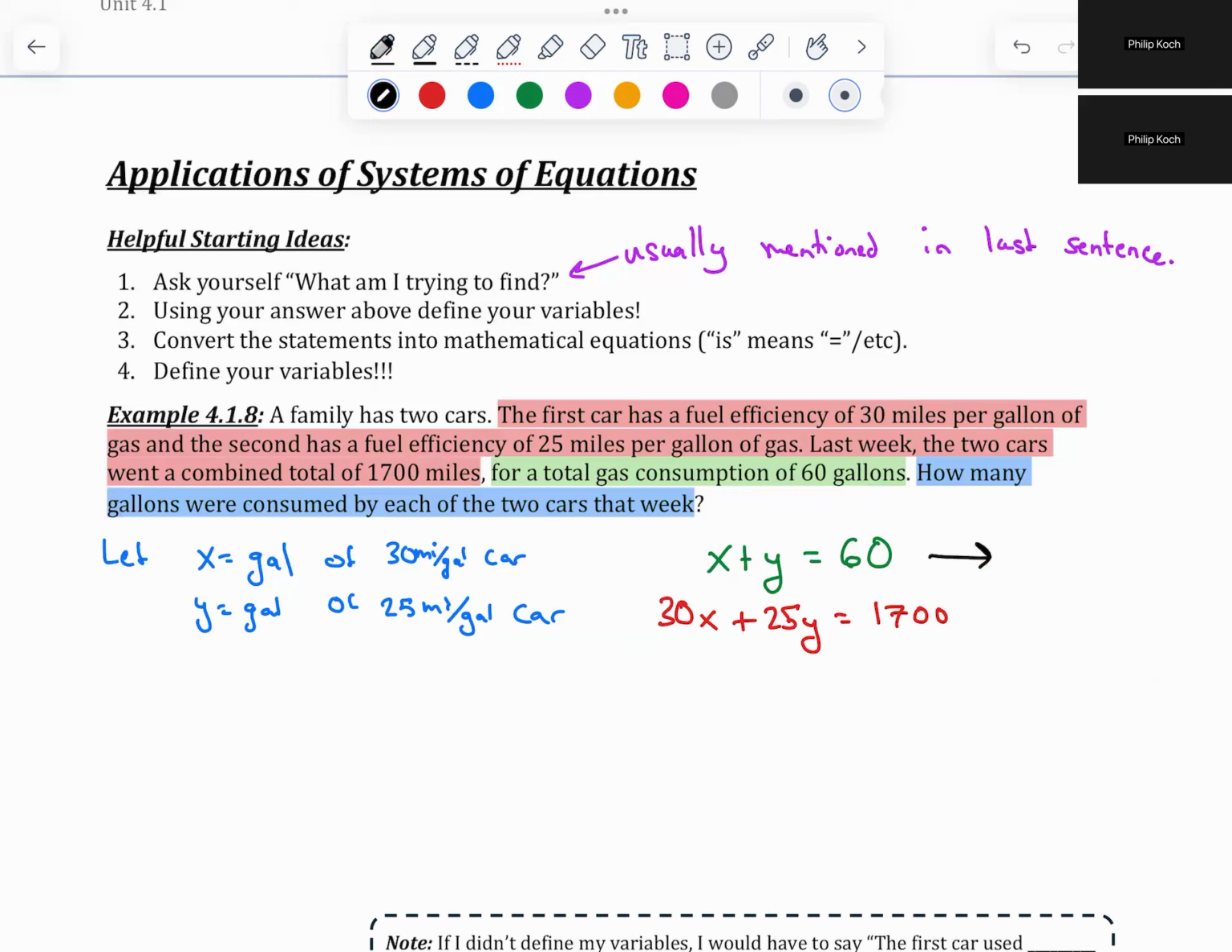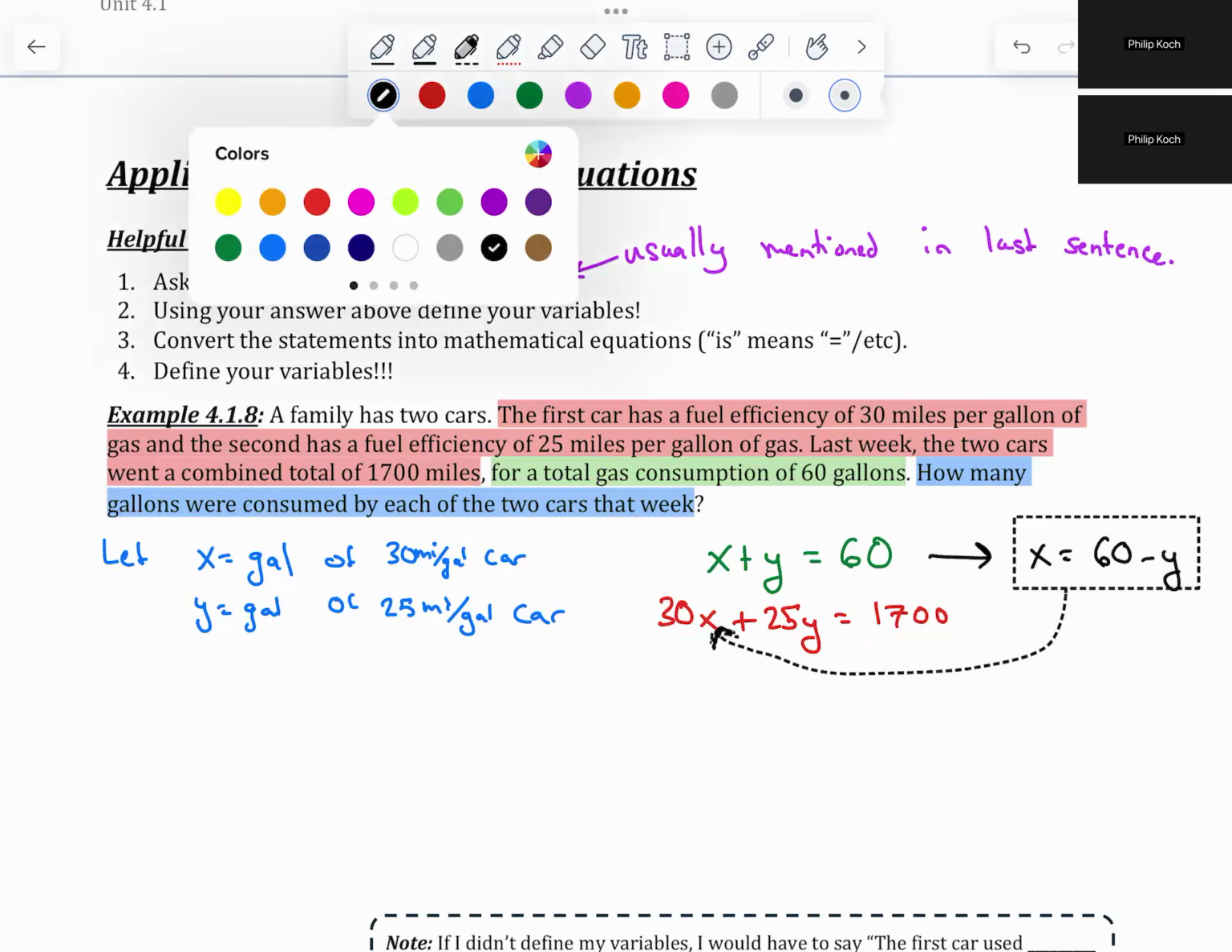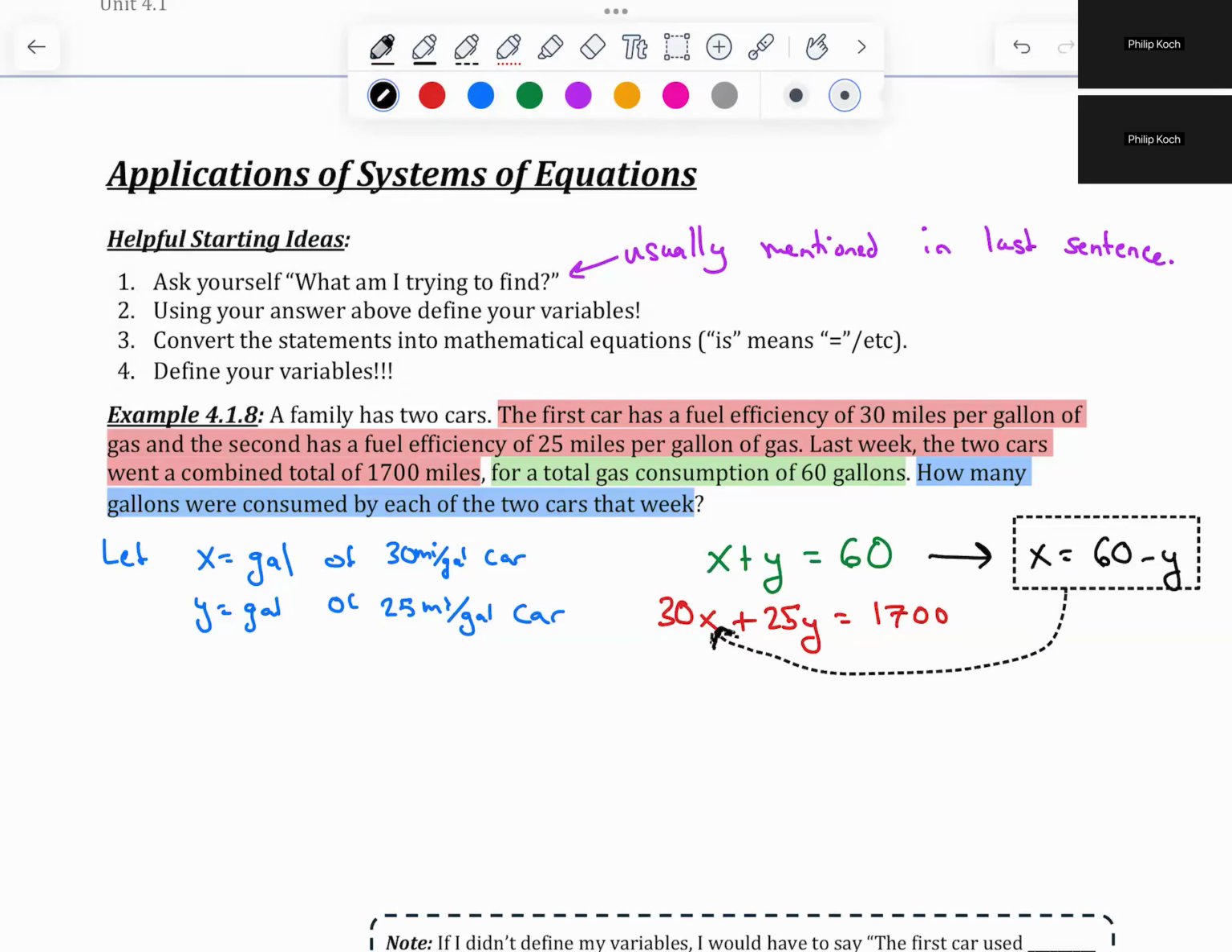So I'm going to make x equal to 60 minus y, and I'll substitute this in for x and get 30 times (60 minus y) plus 25y is equal to 1700. And we're out of time.